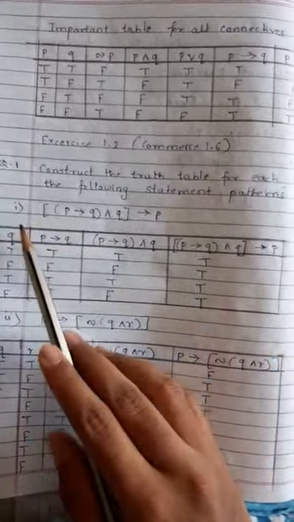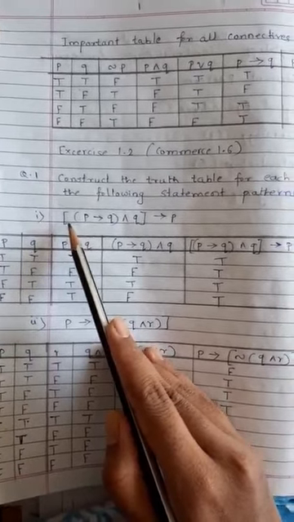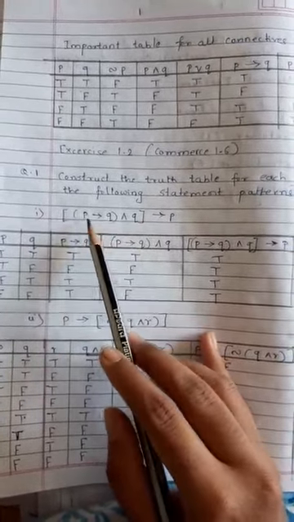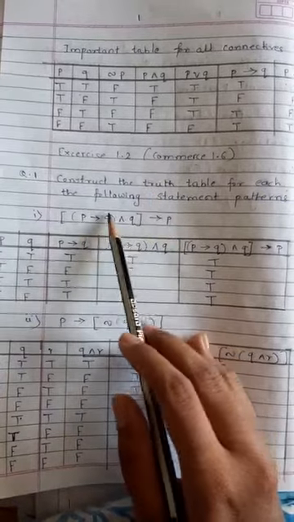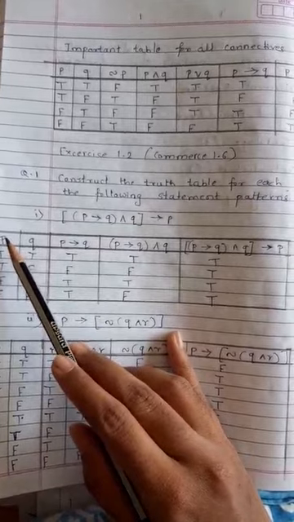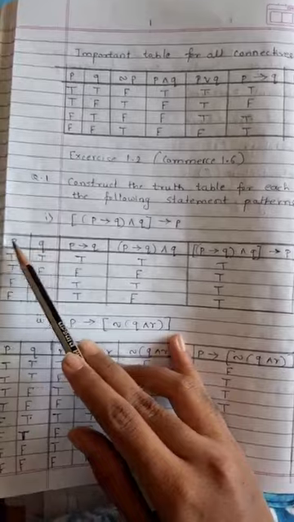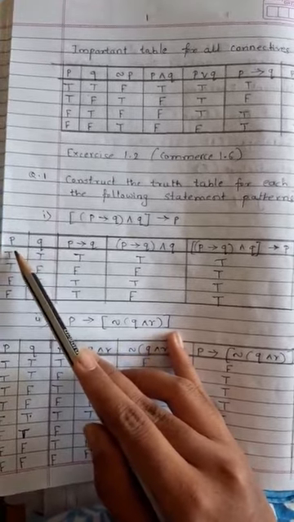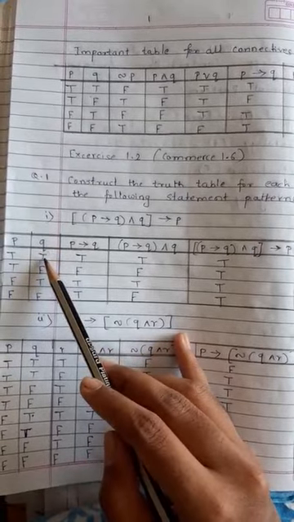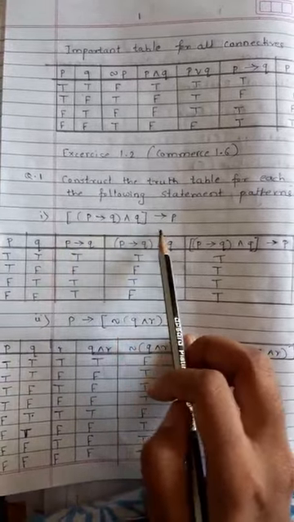So let us see how to solve this kind of problem. First, what is the problem? P implies Q and Q implies P. We have to construct the truth table for this statement pattern. So what are we going to do? We are going to write statements P and Q first. Statement P is T, T, F, F. Statement Q is T, F, T, F.